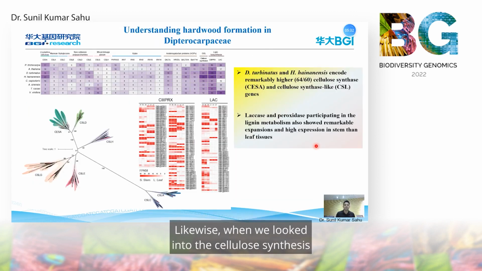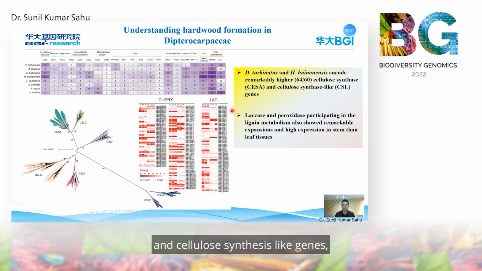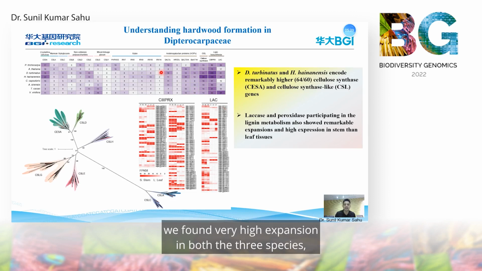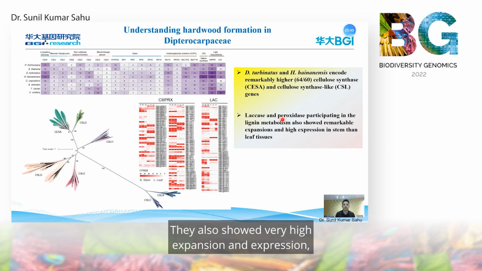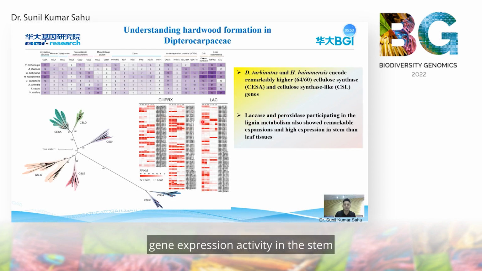Likewise, when we looked into the cellulose synthase and cellulose synthase-like genes, we found very high expansion in both tree species. And coming to the laccase and peroxidase, which are involved in lignin metabolism, they also showed very high expansion and gene expression activity in the stem compared to the leaf tissue.